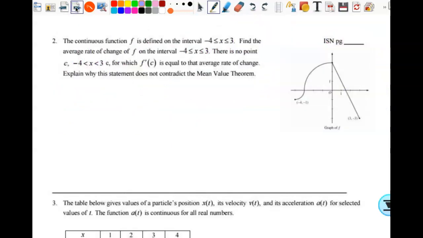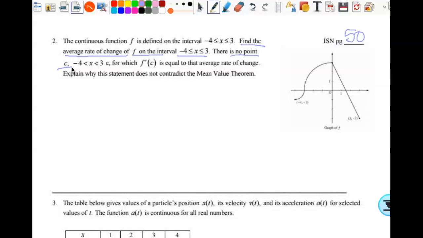All right. Here's a continuous function. This also goes on page 50. Defined on this interval. Find the average rate of change of f on this interval. Okay. So it tells us to find that. And there is no point C. It's telling us there is no C for which f prime of C is equal to that average rate of change. So let's find that first.